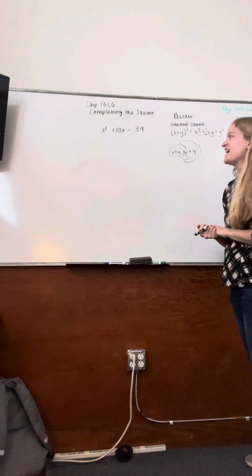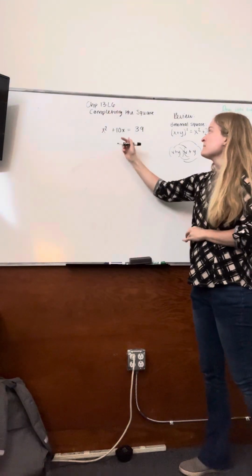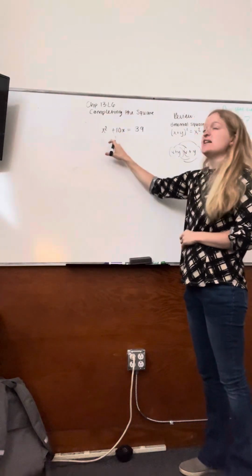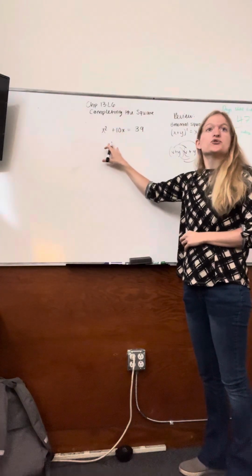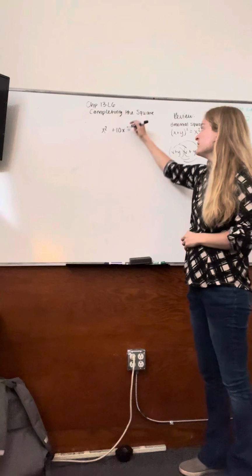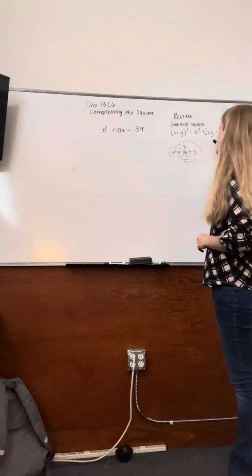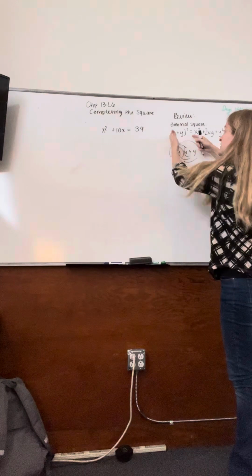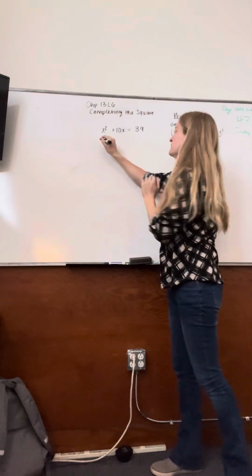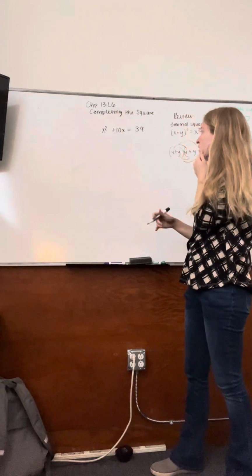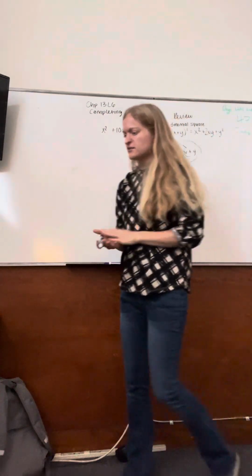So what we're going to do today, in order to solve this problem, is make this side into a binomial square. We're going to find the third term. So you see how it says x squared plus 10x. We're going to find the third term that would make us be able to just solve it easily, okay?